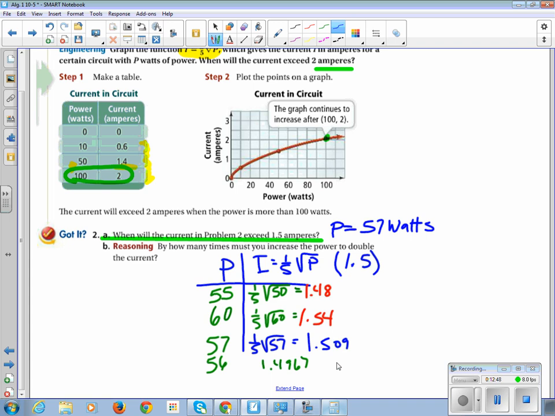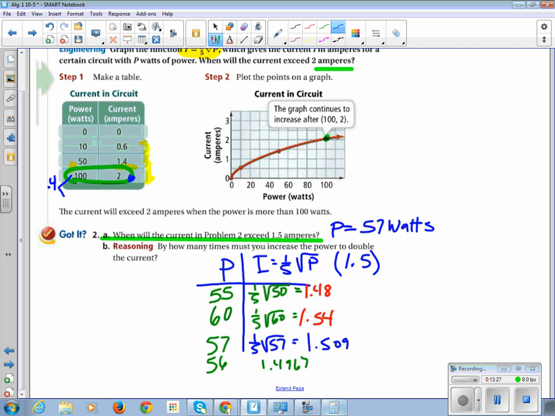And then it says, by how many times must you increase the power to double the current? So think about square root. Normally when we double things, we times it by 2. But we have to counterbalance the square root. So we're not only going to multiply by 2, but then we're going to square the 2 to counterbalance the square root. When I square 2, what do I get? 4.